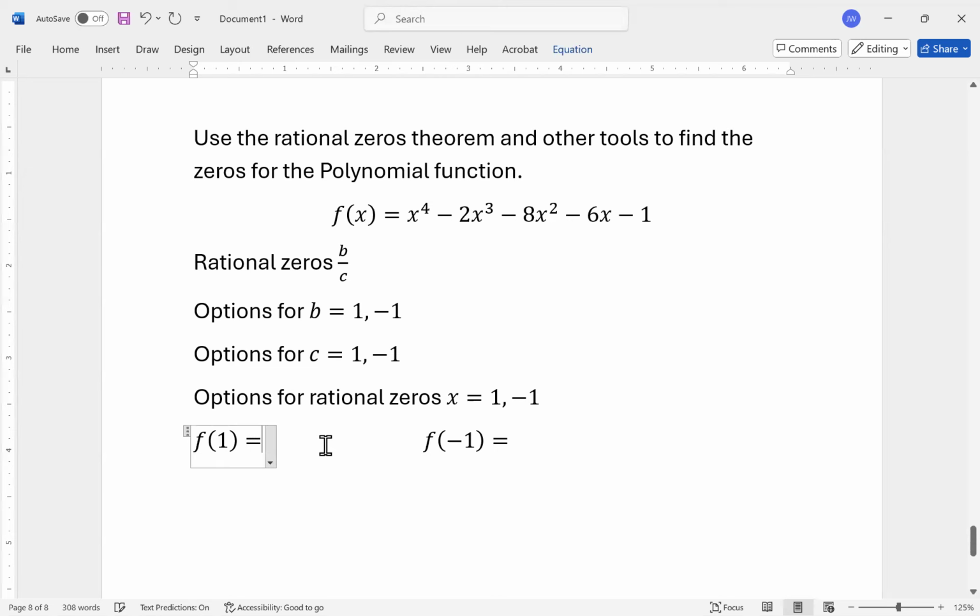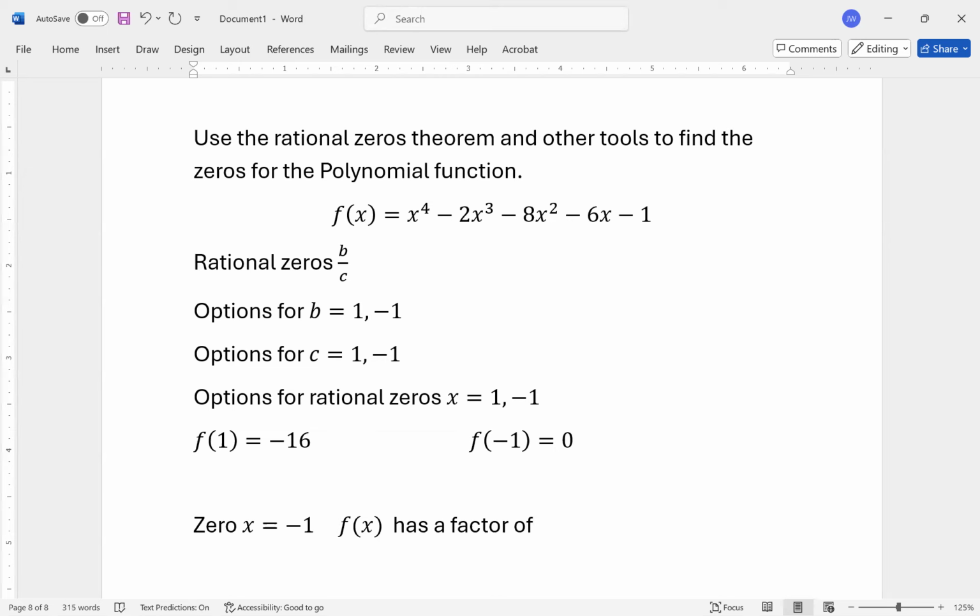If I plug in a positive 1, it turns out I get a -16. So that is not a rational zero. If I plug in a -1, I do get a 0. So I know that -1 is a zero. And that means my polynomial has a factor of x plus 1.